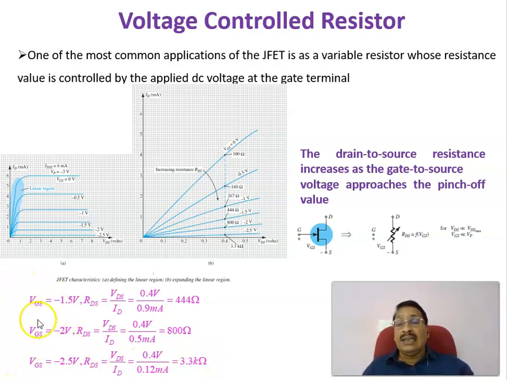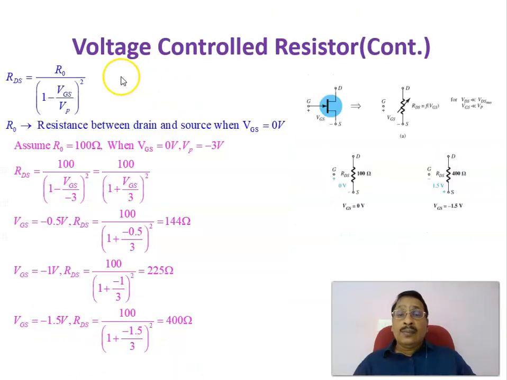Therefore, by changing the gate to source voltage, you can vary the resistance between source and drain, or it is acting as a variable resistance if the voltage VDS is less than the pinch off voltage. That is called the voltage controlled resistance operation of a JFET. That is, in the ohmic region, it is working as a variable resistor. Continuation of voltage controlled resistor: as the voltage between gate and source is changing, the resistance between source and drain is changing, so it is working as a variable resistor.